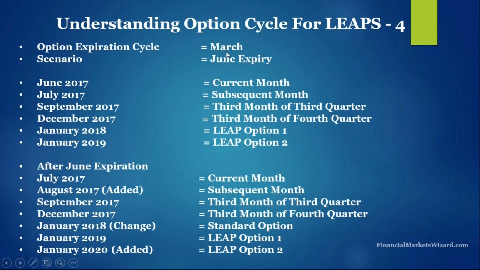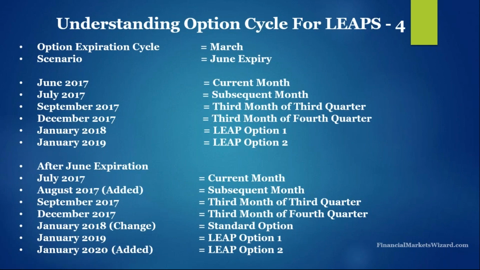So if the option is in the month of June, then June and July will be listed as the current month and subsequent month, right? We know that. And because it's a March option expiry, it's the third month, so the third month of the third quarter, September, will be listed, and the third month of the fourth quarter, December, will be listed. So June, July, September, and December will be listed. And January 2018 and January 2019 for leap will be listed.